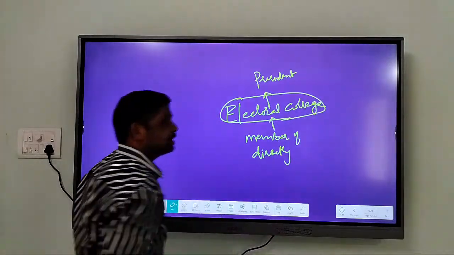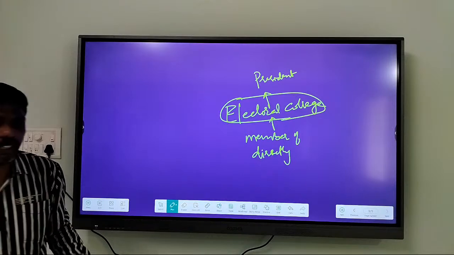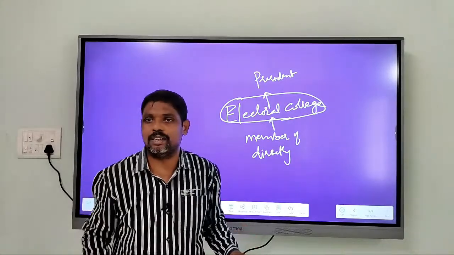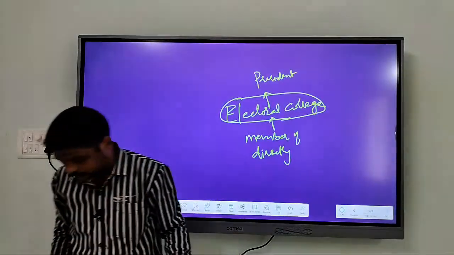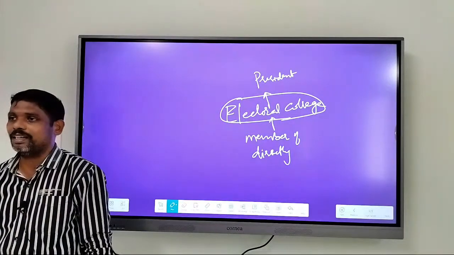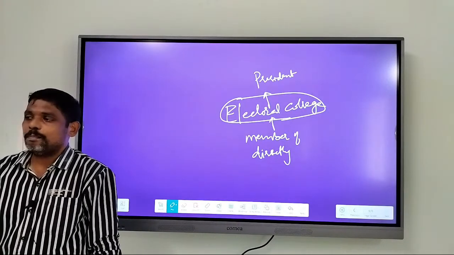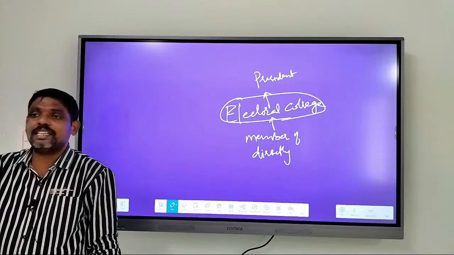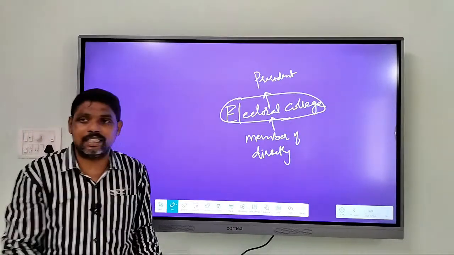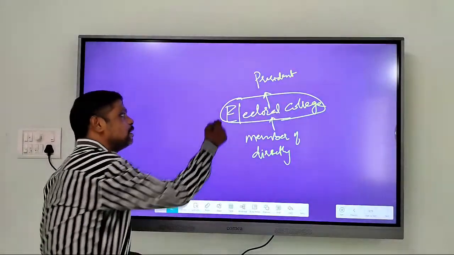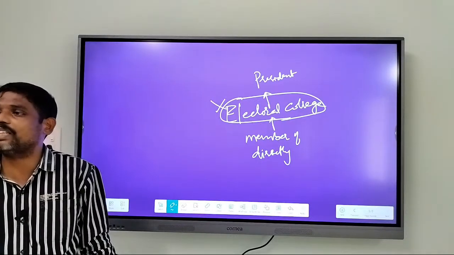Of course, this concept of electoral college, even if you take the President of India, the President of India is also elected by an Electoral College. The concept of Electoral College is taken from the American system. But the difference is, in case of America, the citizens of America will elect members of the Electoral College, and this Electoral College will elect the president. Once a president is elected, the Electoral College will get dissolved after the election of the president.